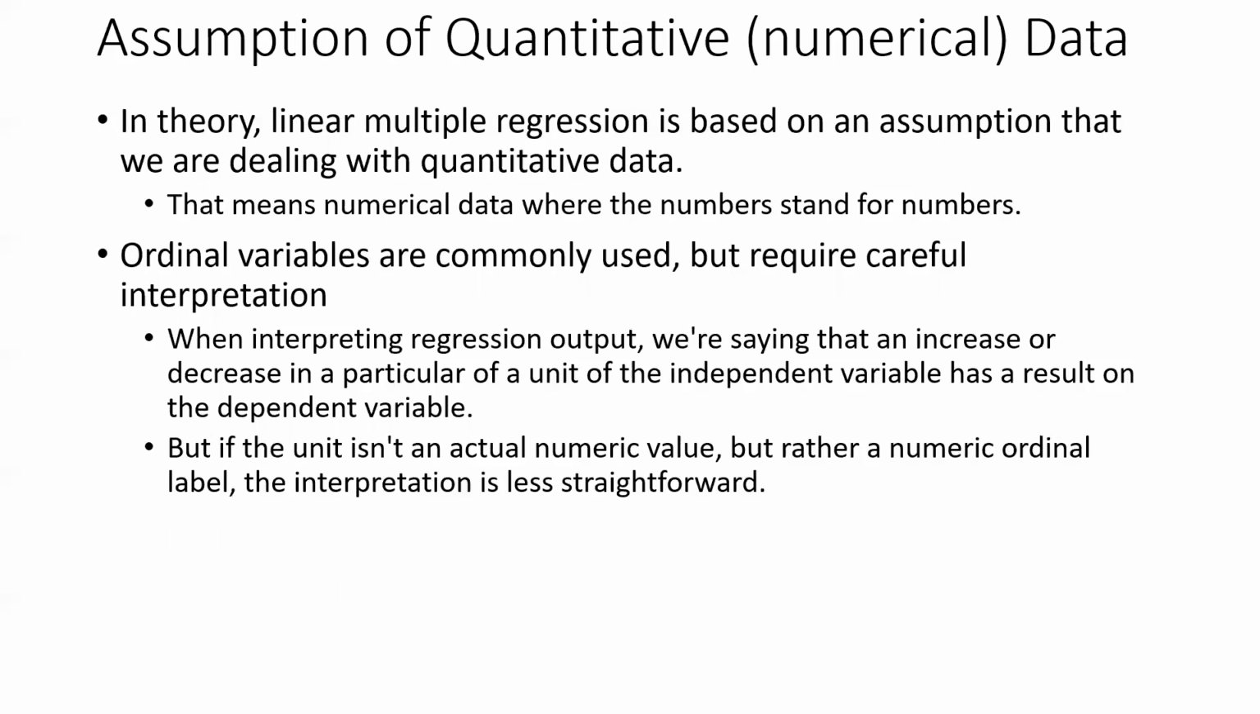In theory, linear multiple regression is based on an assumption that we are dealing with quantitative data. That means we're dealing with numeric data, where the numbers stand for numbers. We know that this isn't always the case, that we don't always have interval or ratio level data to work with. And as Allison points out, quote, "strictly speaking, ordinal variables are inappropriate for multiple regression because the linear equation to be meaningful requires information on the magnitude of changes," end quote. But in reality, ordinal variables are used pretty often.